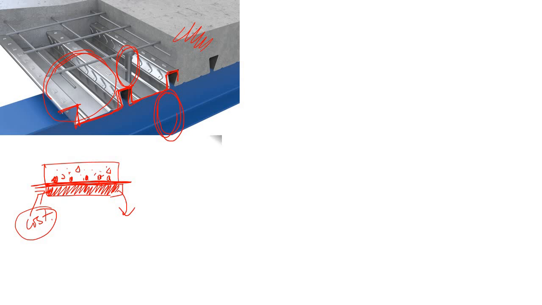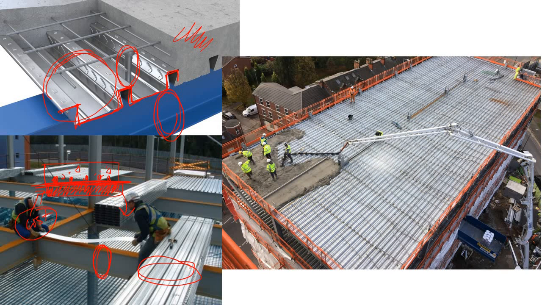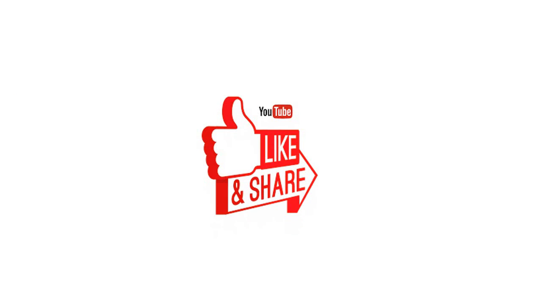In actual cases it looks like this. Here you can see that these two workers are placing this permanent formwork above this steel beam, and once this formwork and the studs have been placed, they will start to place the concrete over this permanent formwork. So that's all about composite construction.